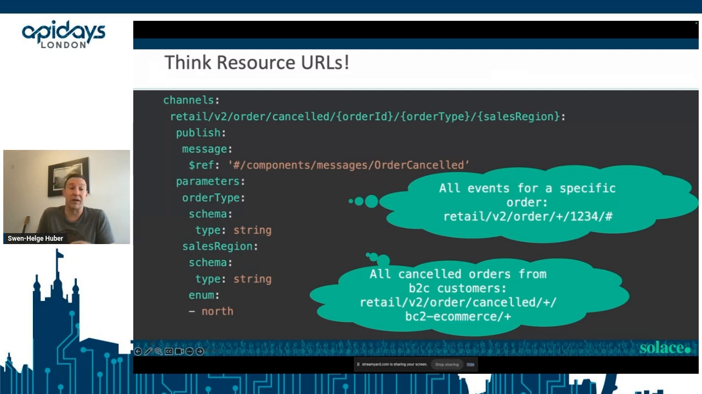I'm not being really prescriptive about what protocol needs to be used, as there are multiple around, but it needs to be able to express these types of resource URLs and fine-grained channels. To also do things like the second example, where you can say, can you give me all canceled orders from the B2C customer so I can get these and notify someone to follow up with the customers, for example, right? So that puts the developer in control of what they can receive.